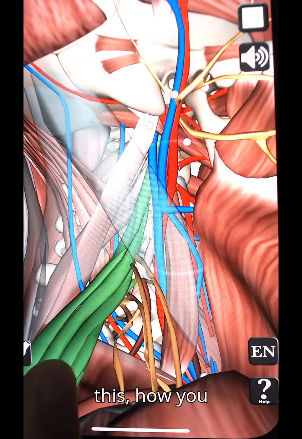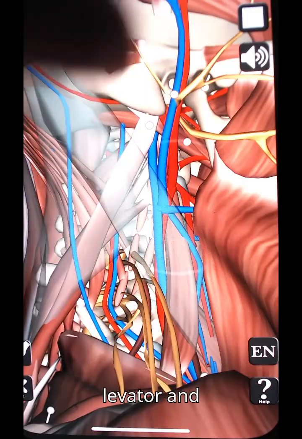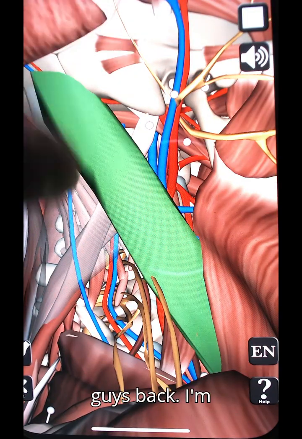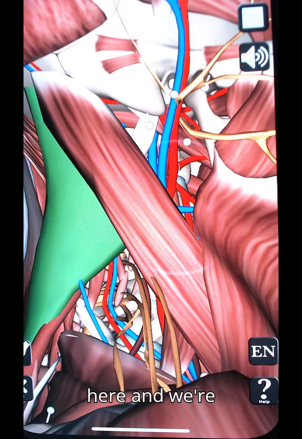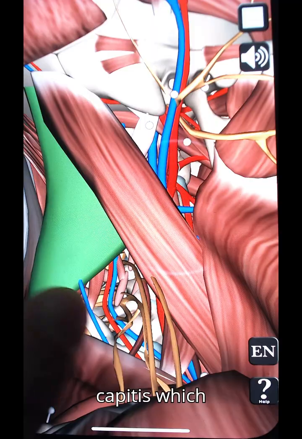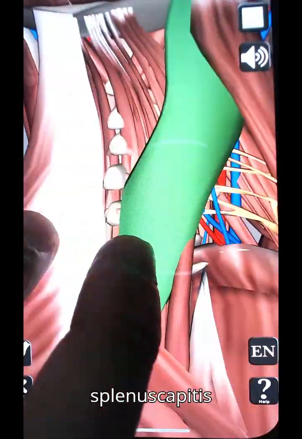And we'll discuss this, how you can knock that out with yoga blocks. For right now, I'm going to remove the levator and I'm going to bring these guys back. I'm going to bring back this guy. I'm going to bring back this guy right here, and we're going to move on to your splenius capitis, which is what I'm on right there. That is your splenius capitis.